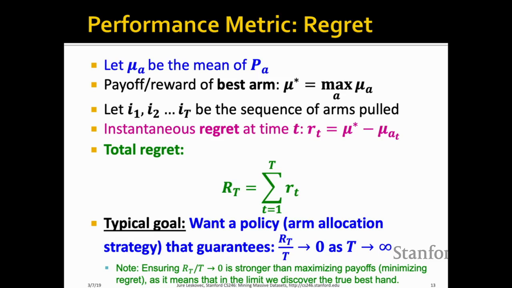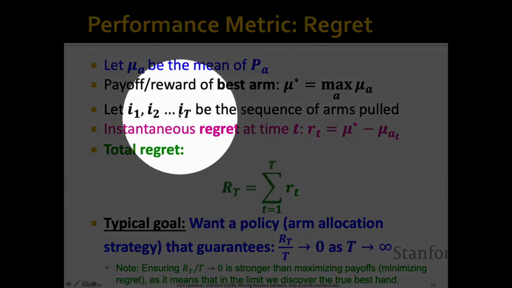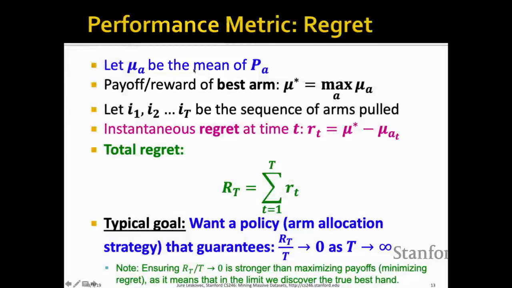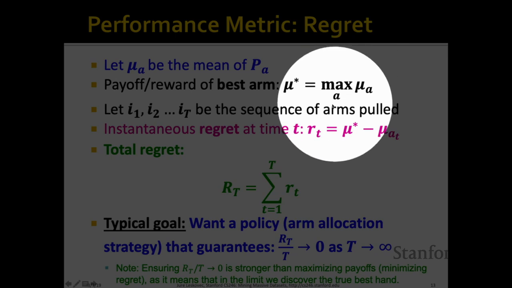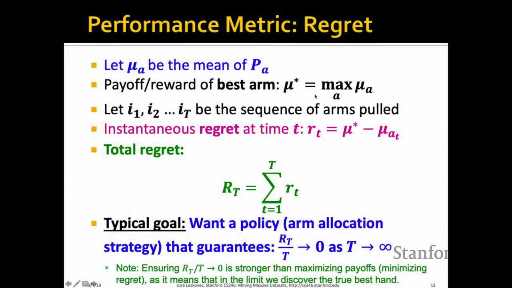So how do we compute our regret? Let's make it more formal, okay? So mu of A is basically the mean of the probability distribution. So we take all the possible outcomes, and then we take the mean. And the reward of our best arm is our mu star, which is nothing but the max among all the possible mu parameters. Okay, so we're going to be picking the max one there.